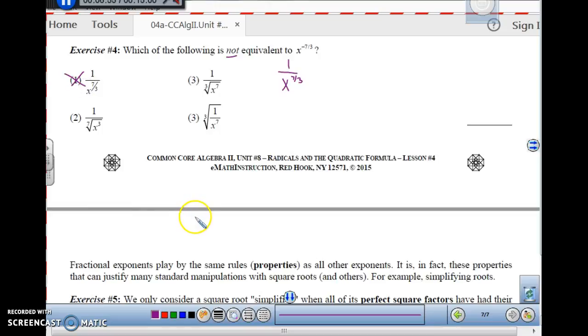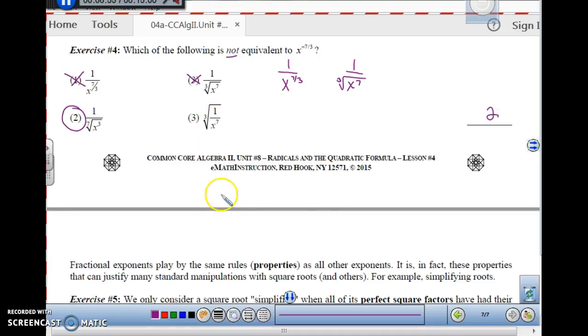Okay, now how do we rewrite the cube root, the x to the 7/3? It is the cube root of x to the 7th. So we could rewrite it as 1 over the cube root of x to the 7th. Okay, so that works. Now that would be this one right here. All right, so it could not be number 2. So it could be there.